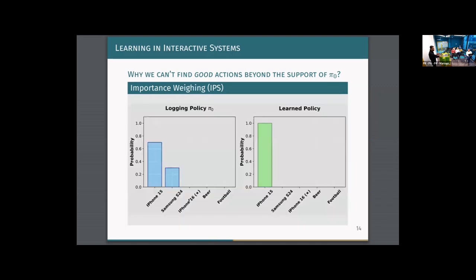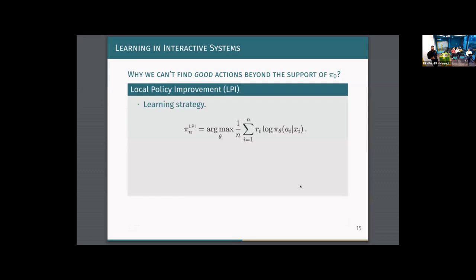So this is my current recommender system. It chooses iPhone 15 with some probability, but sometimes it recommends Samsung S24. Now we understood that for this user, iPhone is better. What this method does is put all the mass on iPhone 15, and that's it. But it can't discover iPhone 16. And this is one of the proofs, theoretically and empirically, that one of the widely used methods for off-policy learning can't go beyond the current support of the current recommender system.